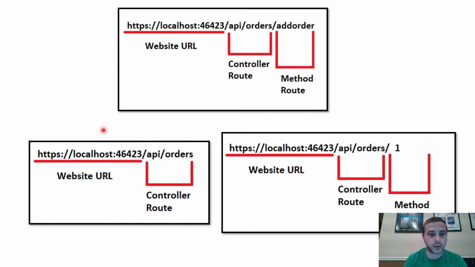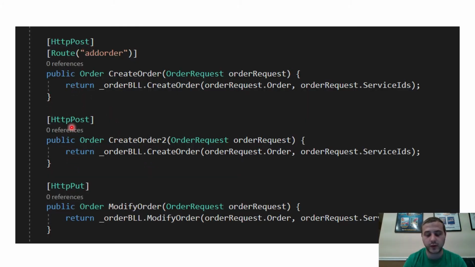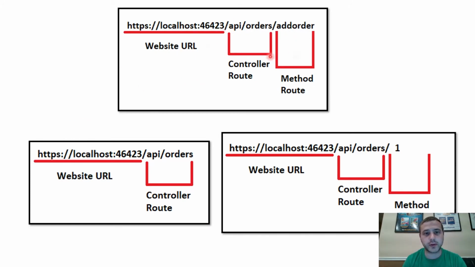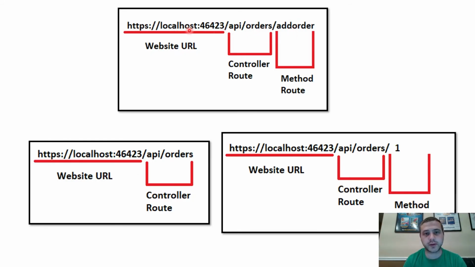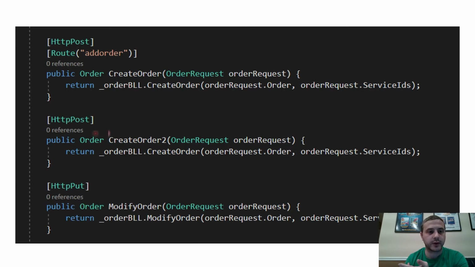So let's say that you wanted to call these using a post request. You could use this to call, so this is create order, this is create order 2, the function names. So you would call this to call create order 1 using a post request. And then you could also do that same post request utilizing this. You could call create order 2 by using this URL. And it's not specifying the method route. And that's because there is no method route here. It's automatically taking the controller's route.